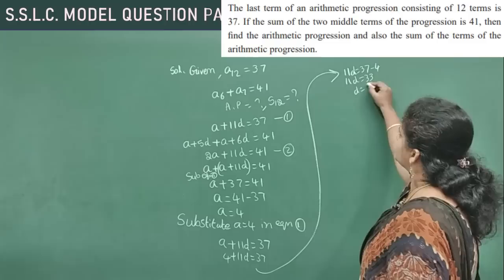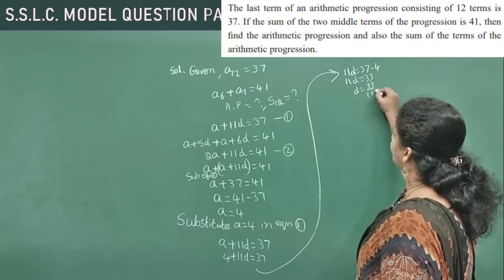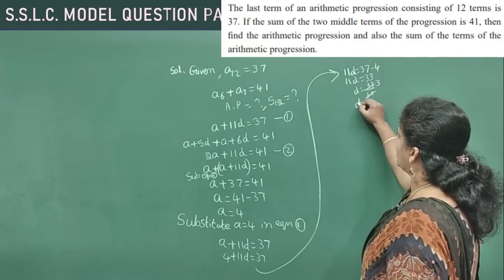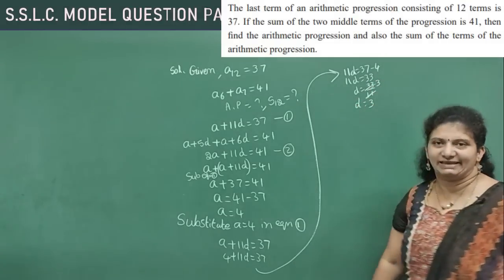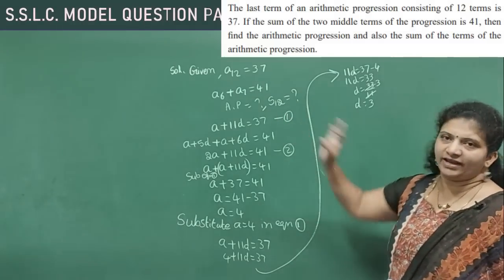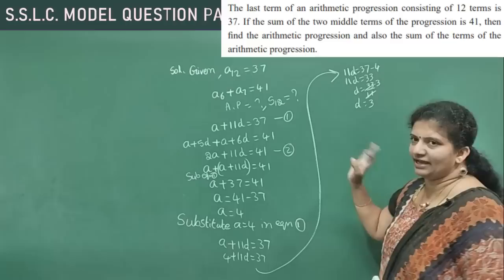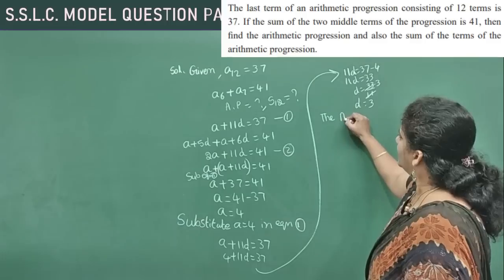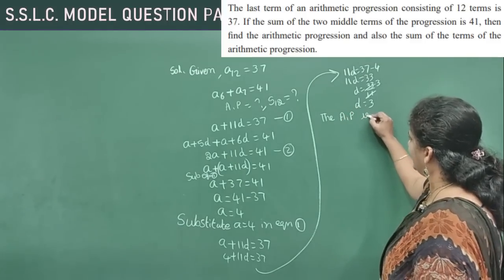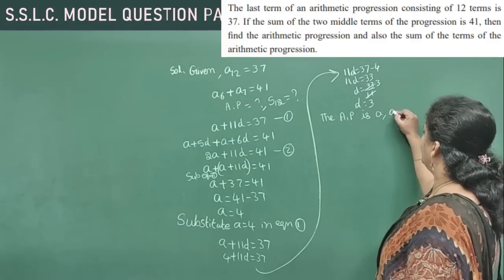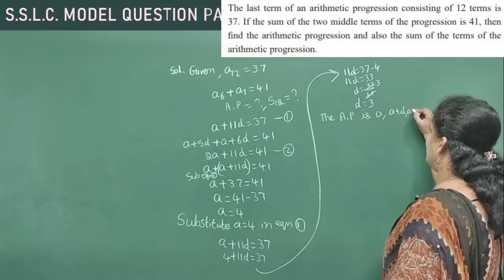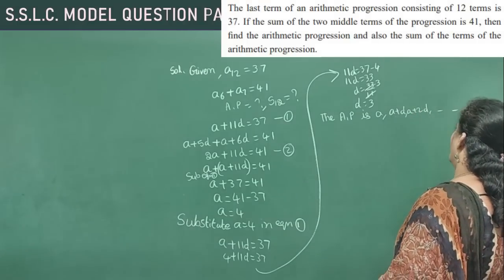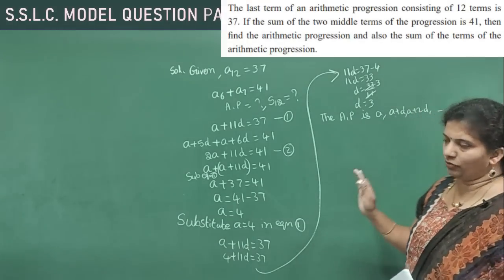Now 11 transpose other side. 33 by 11, 11 threes are 33. Then the common difference is 3. Okay, to find the arithmetic progression, a and d are enough. So the arithmetic progression is a, a plus d, a plus 2d, and so on, the general form of the arithmetic progression.